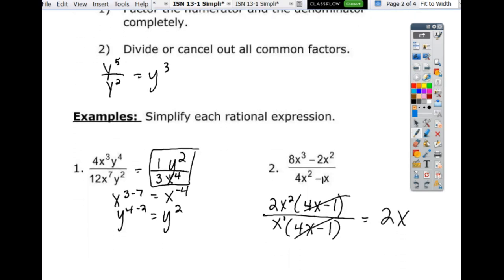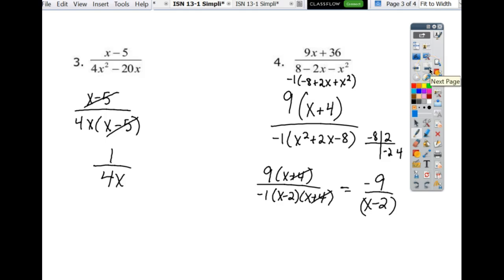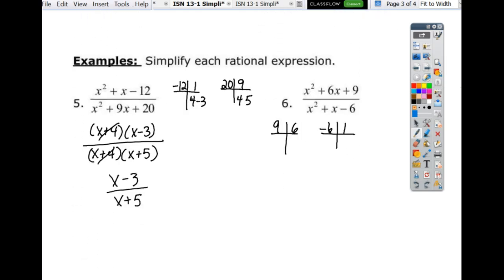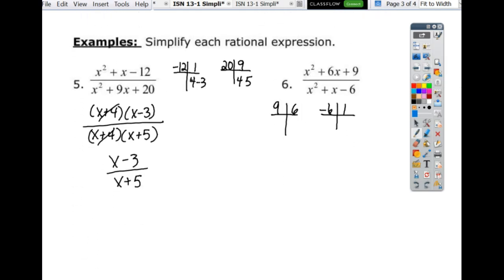So it was in all of the numbers. But it's not in all of the numbers here. Like it's in the 4 and the 20. It's in the 9 and the 36. But there's nothing in front of the x squared, so you can't factor there. So how does this factor?